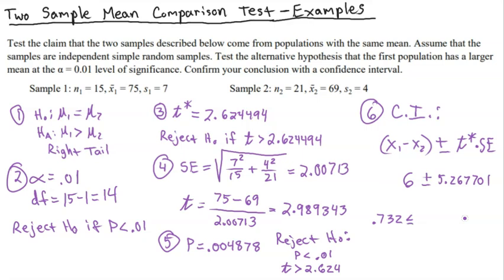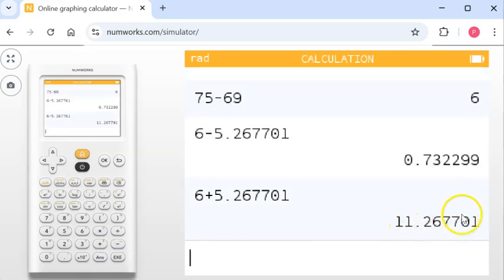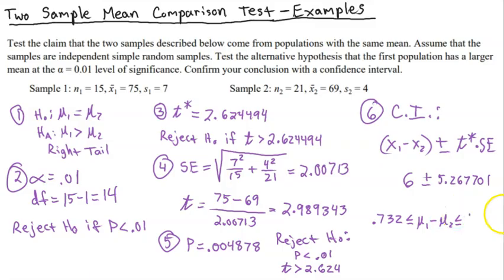That's going to be less than or equal to, then we put mu1 minus mu2. Check your notes. This is exactly what we're supposed to be doing. Now we're going to do 6 plus this number, okay? And one way to do that is to go back up and grab the one we just used and hit execute. Then we're going to go backwards and change the minus to a plus. And now we get 11.268. And here's our confidence interval.